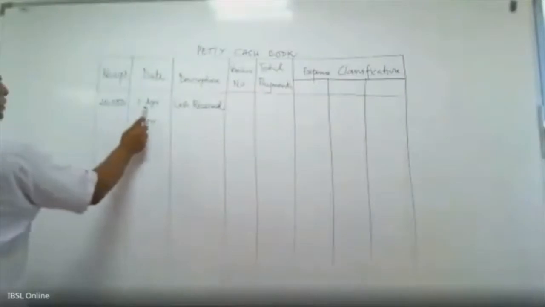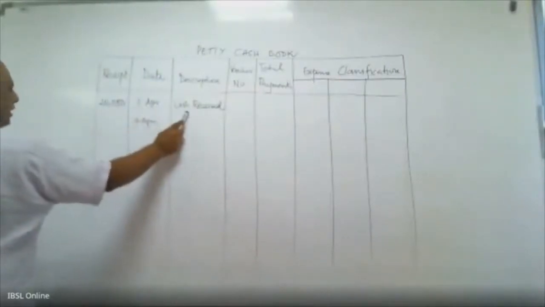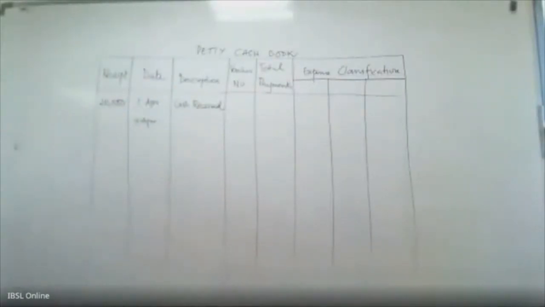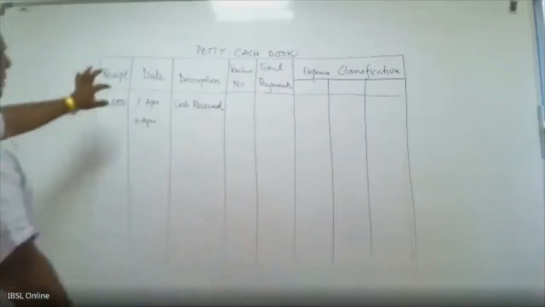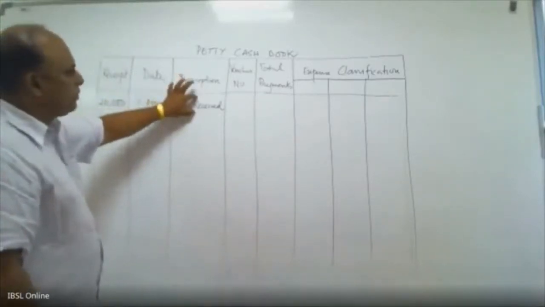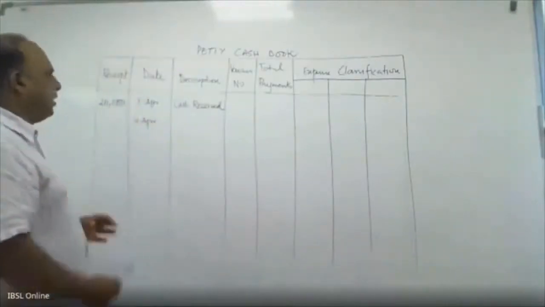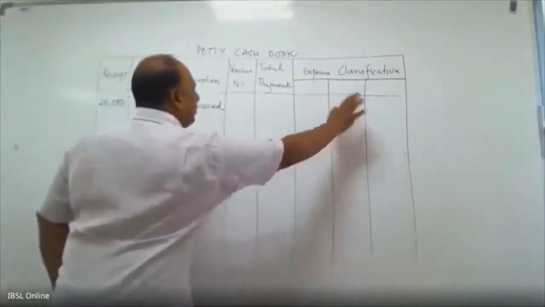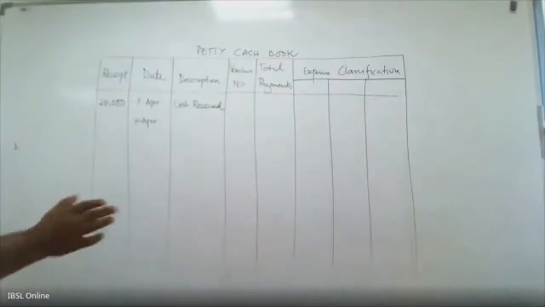Right. Now look at what is happening. The first transaction we have recorded: 1st of April, cash received 20,000. As I told you, the receipts will be on the left side, the money that you receive. Here, date and the description, cash received. The rest of the columns will not be filled, because that is not relevant.